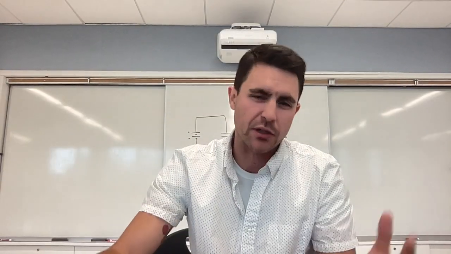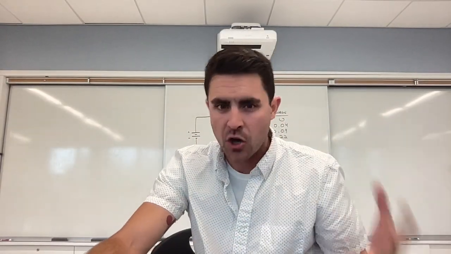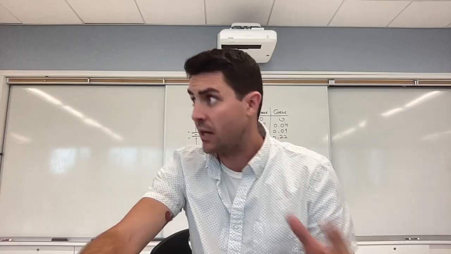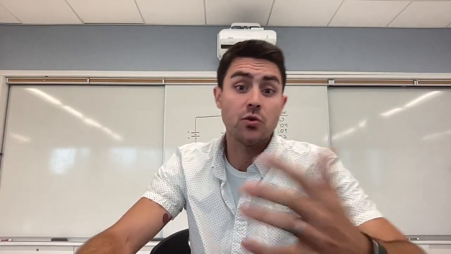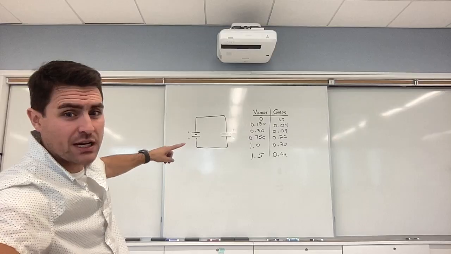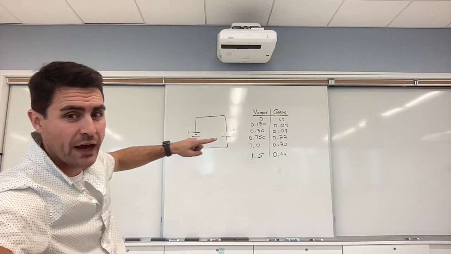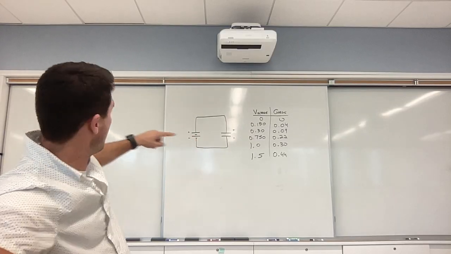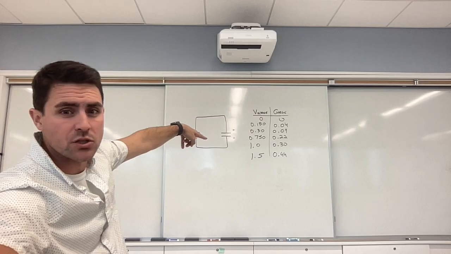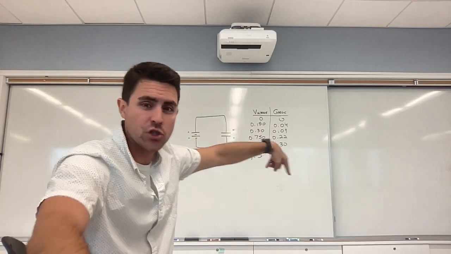So we had a simulation that we used. We could have built this in class, but it's hard to take those measurements in class. So instead, we used a simulation and built a circuit basically like this. We had a battery connected to this parallel plate capacitor right here. And we were able to vary the voltage over here, and then we measured the charge over here.